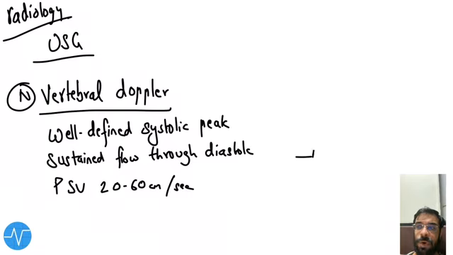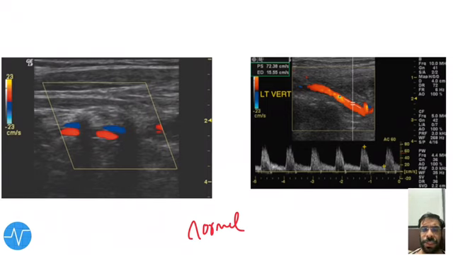The baseline we have drawn. There is a very sharp systolic peak, and a flow through the diastole and then touching the baseline. Let's see the USG image. Here we can see that the vertebral artery and vein are showing flow through the Doppler imaging, and if we place a spectral waveform on the vertebral artery, we see the normal waveform where there is a sharp systolic peak and continuous or sustained flow through the diastole. This is the normal vertebral artery waveform.